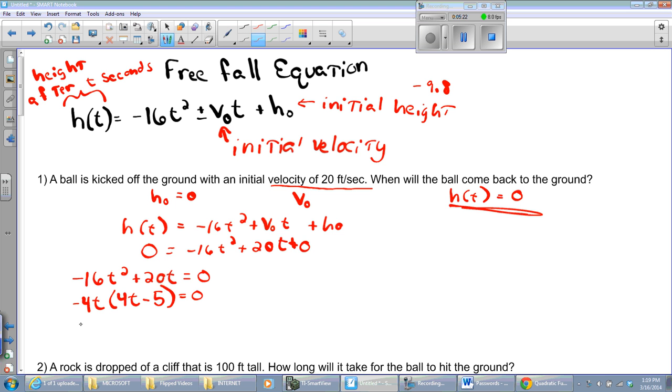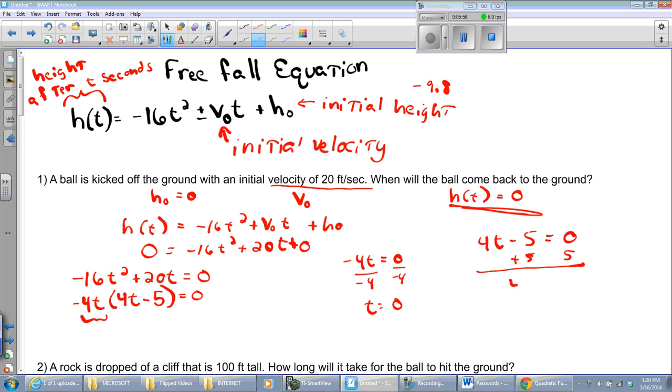Now I've got two things. I've got this factor, set it equal to 0. Negative 4t equals 0. Divide by negative 4. So t equals 0. Well, that's the starting time. So that's not what I want. I mean, that's when it's on the ground to begin with, right? Now I'm going to solve 4t minus 5 for 0. Adding 5 to both sides.